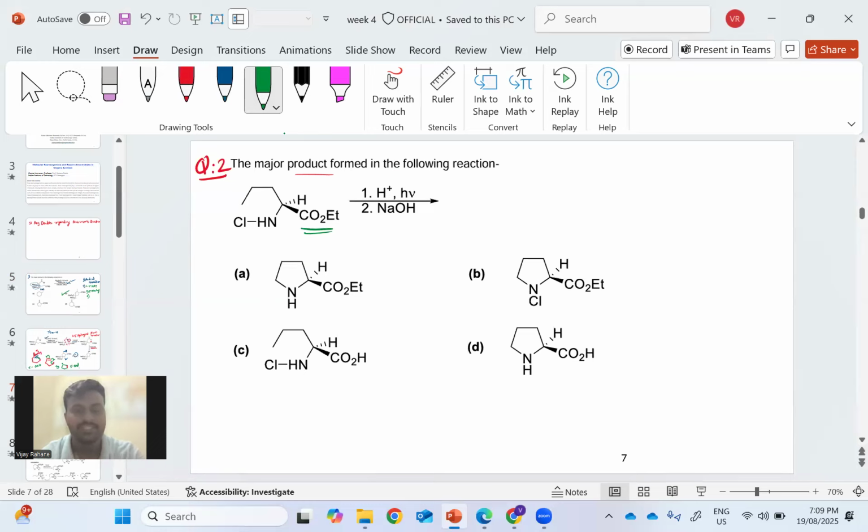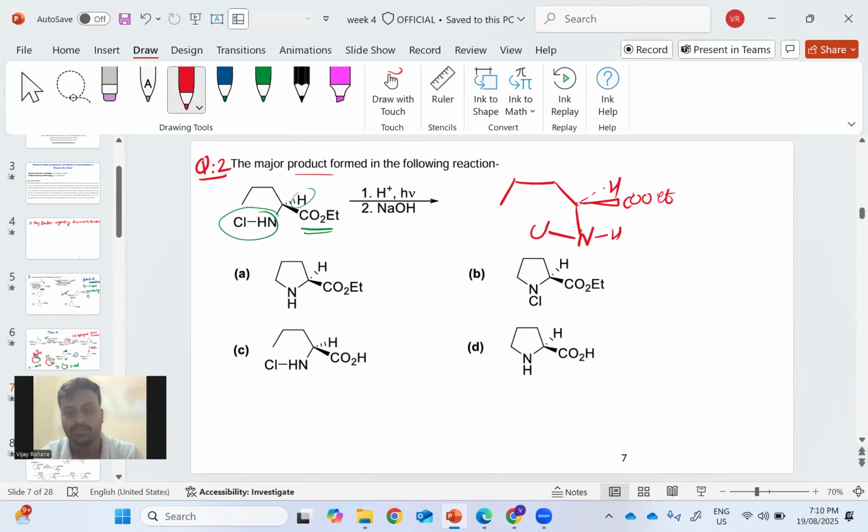So in this case, you can see here there is one ester group, the hydrogen, and here you can see NH and Cl. There is a nitrogen, and if I just draw this in the full manner, just expand the structure. So this is the proton, this is the COOEt group, and here there is a nitrogen which has the hydrogen and one chlorine, right? So this is the active group in this case.